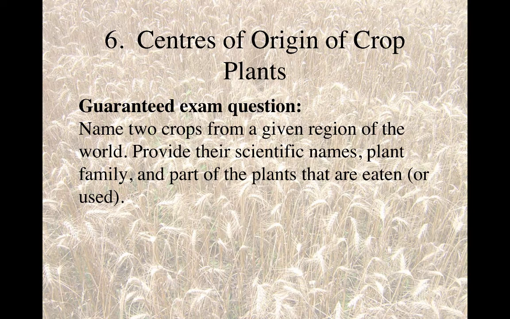Anyhow, I'd like to guarantee you an exam question. Name 2 crops from a given region of the world, we're going to look at those in a minute, and provide their scientific names, plant family, and parts of the plants that are eaten or used. For example, cotton isn't eaten, it's used in textiles, so you could use that type of plant. Just pick a couple, and you might want to wait until we take a look at plant families and pick some favorites from those when in the lab.